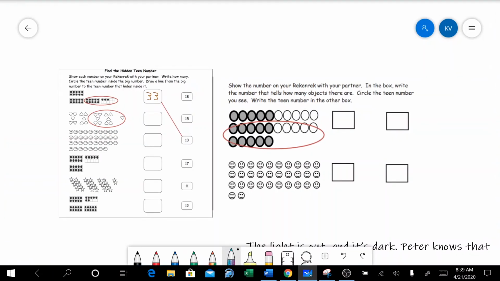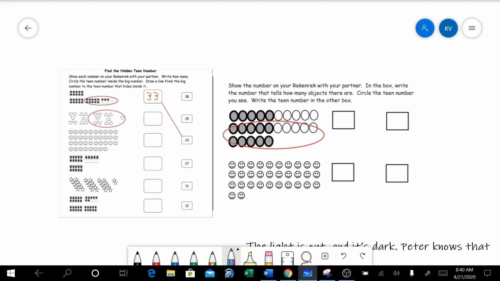And then it says, write how many, and then circle the teen number inside the big number. Then we're going to draw a line from the big number to the teen number that hides inside of it. So you can see they already did this one for us. We had 1 ten, 2 tens, 3 tens, so 3 tens, 3 ones, 33. Then they wanted a teen number, so we're going to circle the last group of 10 and the extra one. So then they did 10, 3, which is 13. So they drew a line from 33 to 13. Because 13, as you can see, is hidden within 33.